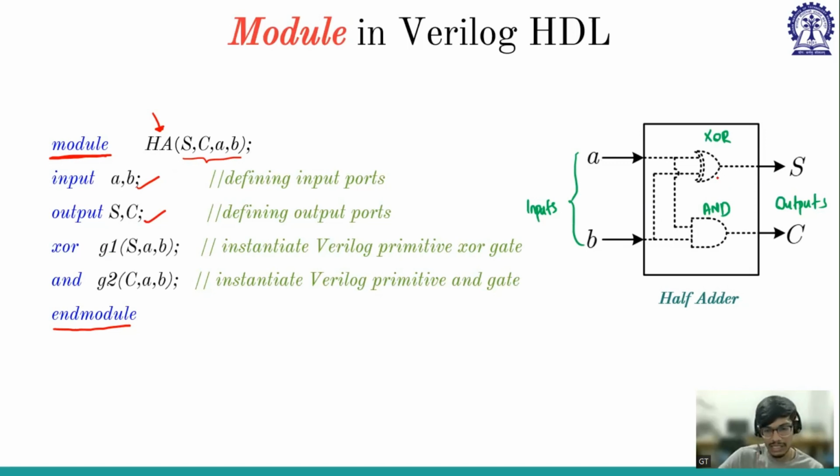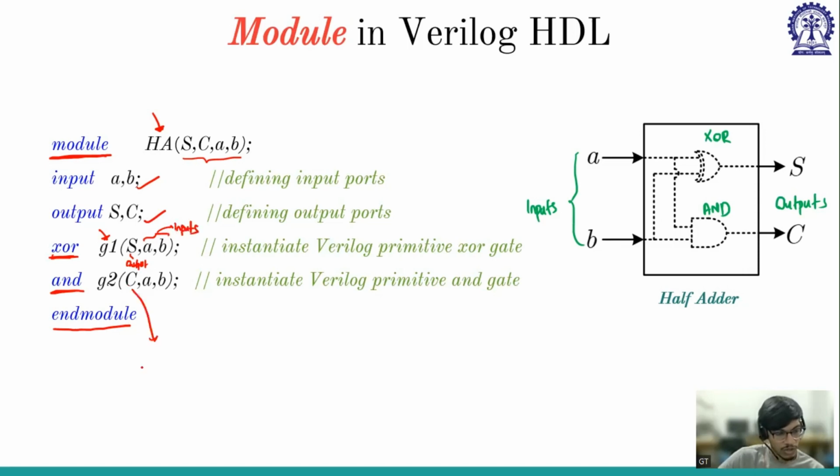Now I need S, which should be an XOR gate. XOR again is an instruction; the code will understand this as an XOR gate. So only this should be used whenever you want to access that gate. I have called the XOR gate. I have to name the gate, and I have to give the output first, and the rest of them are inputs. So this is the syntax for everything.